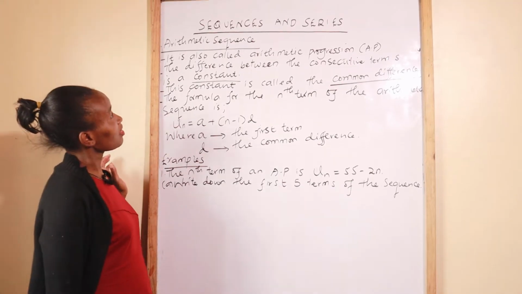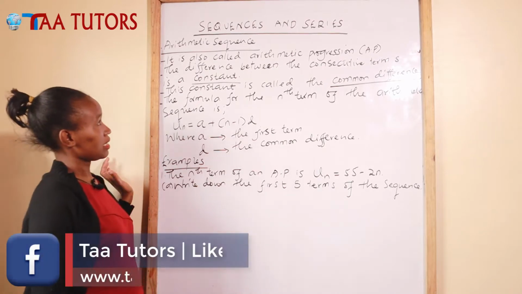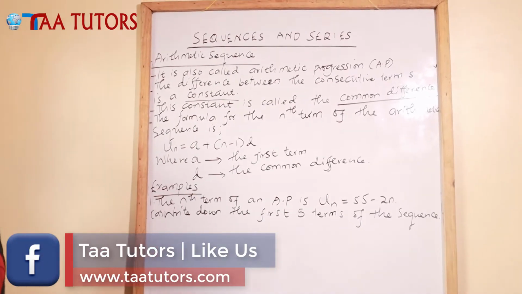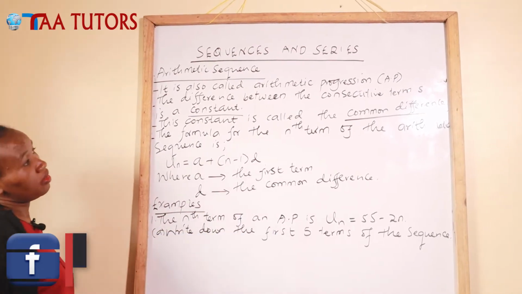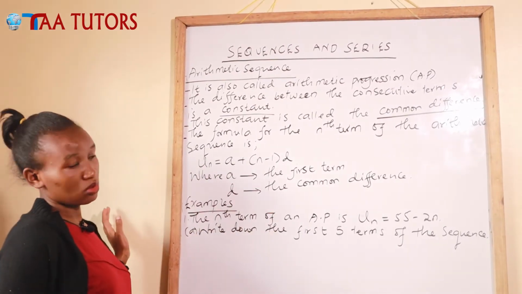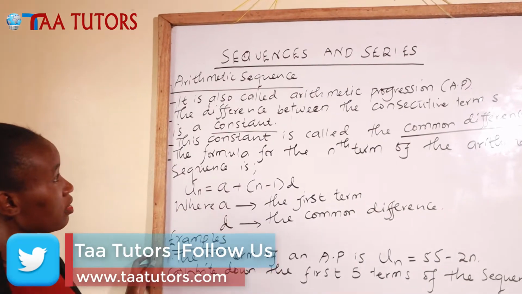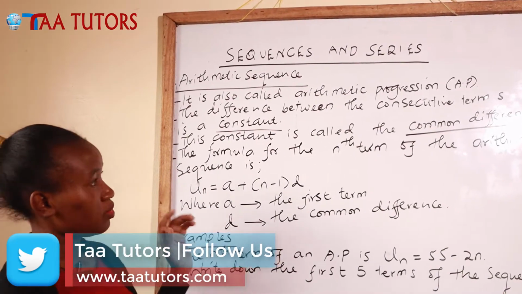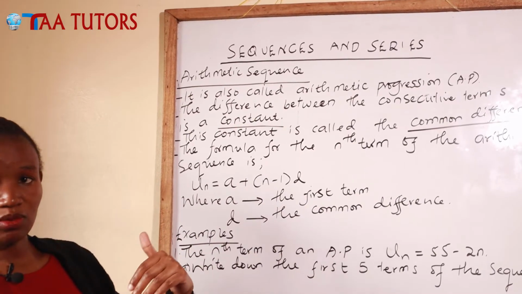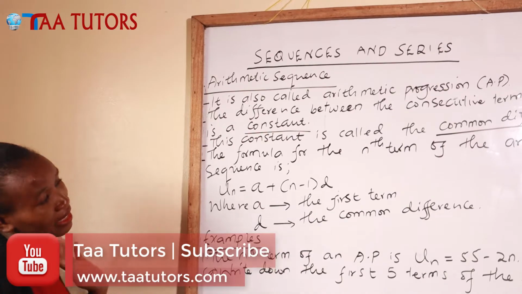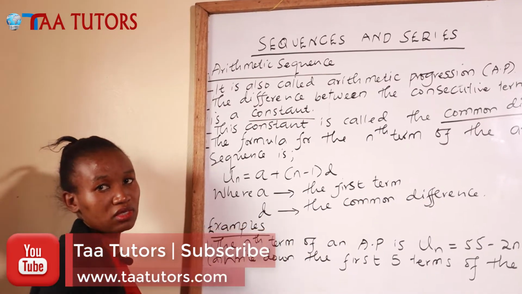Viewers, today we are starting a new topic on sequences and series. So we're going to start by looking at the arithmetic sequence. When we talk about the arithmetic sequence, it is also called the arithmetic progression. When we're dealing with the arithmetic sequence, the difference between two consecutive terms is always a constant, and this constant is called the common difference.